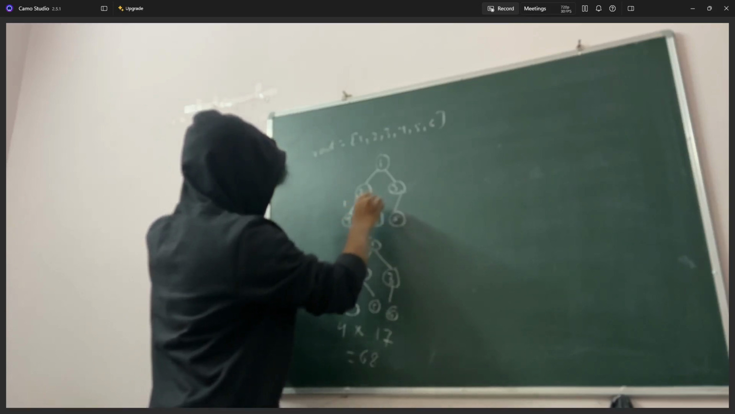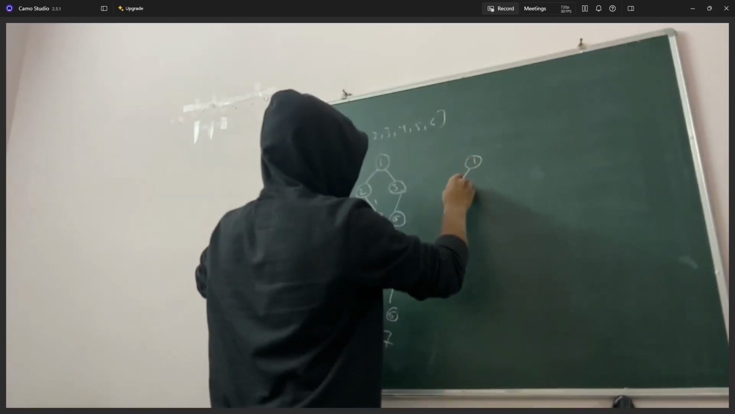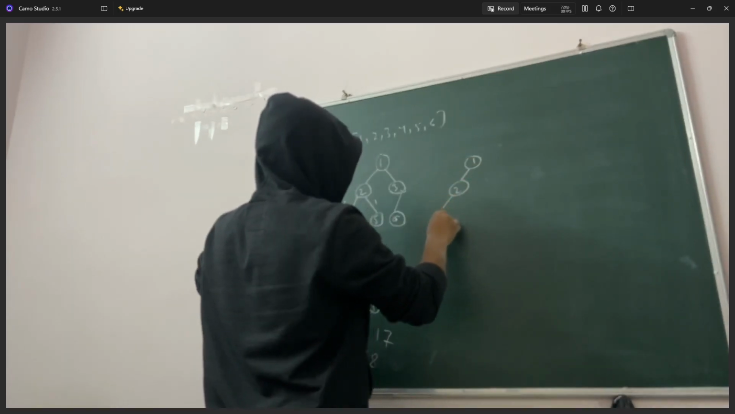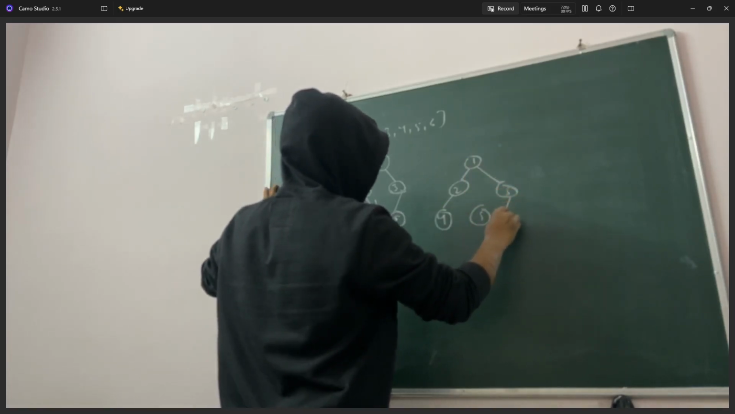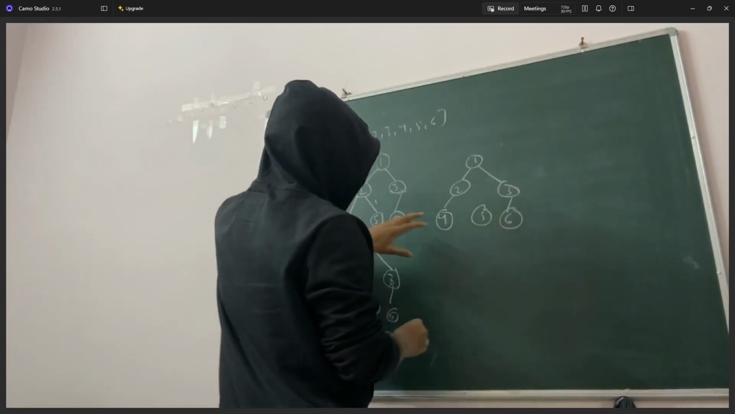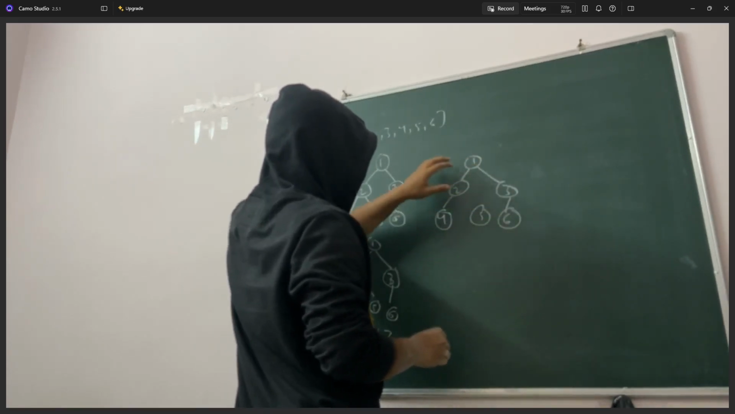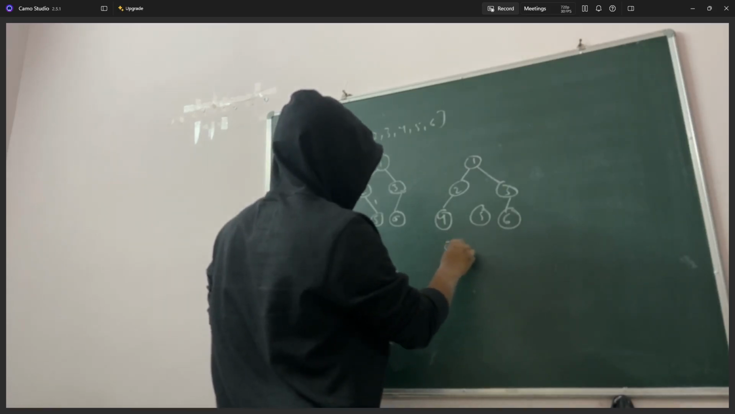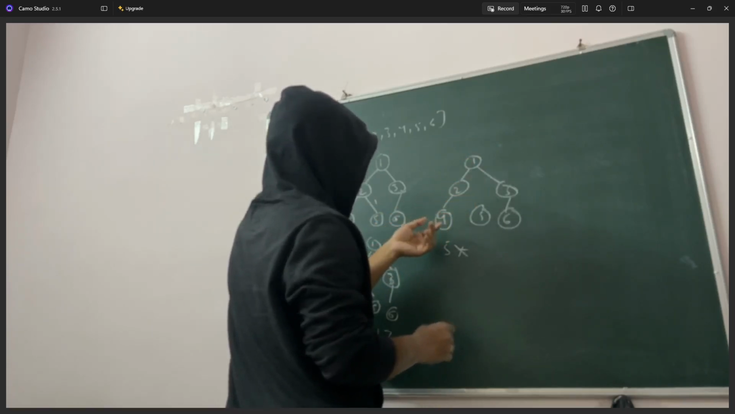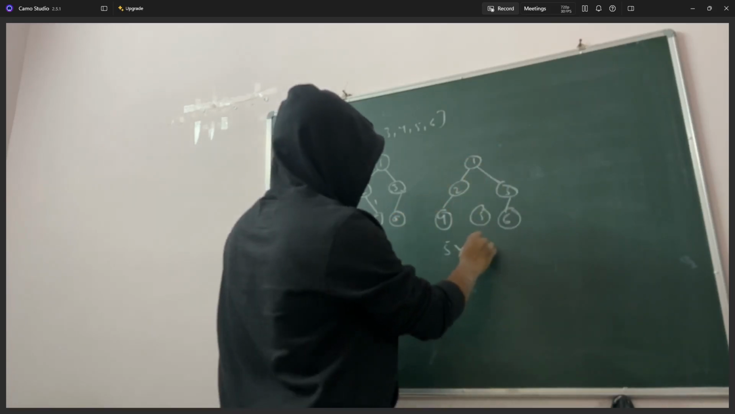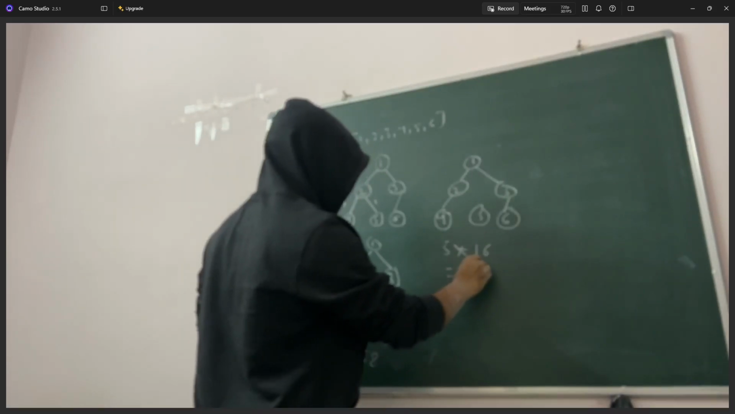Now let me try to erase this. If I erase this, your tree will look this way. As you can clearly see, this node is separate and this tree is entirely connected. So what is the sum? Its sum is 5. The entire other subtree sum is going to be 10 plus 16, so the product is going to be 80. Okay, we have done this.